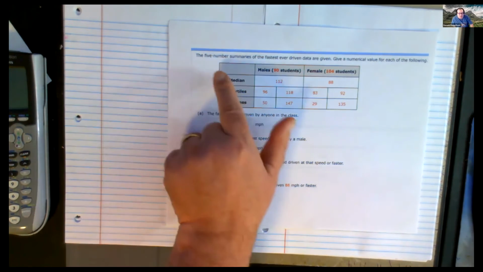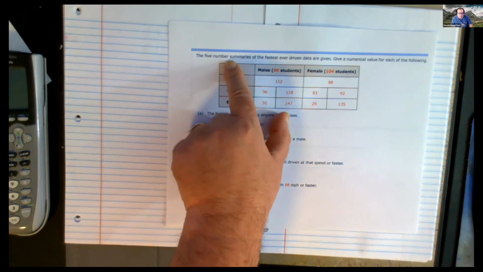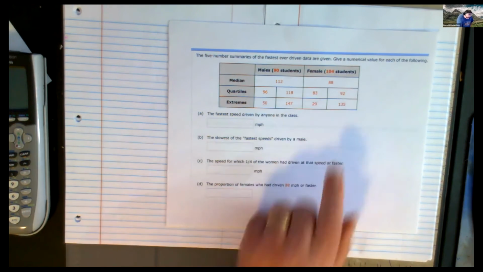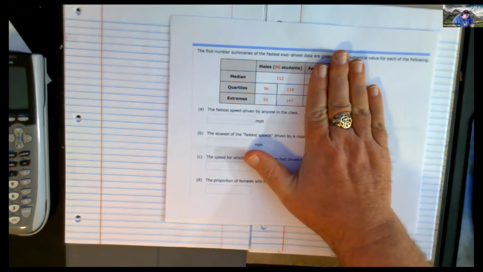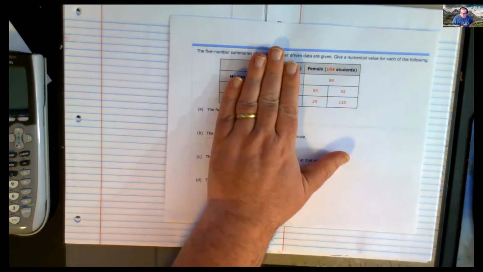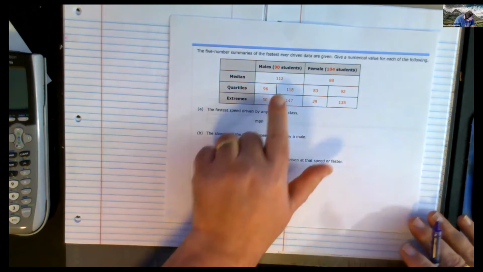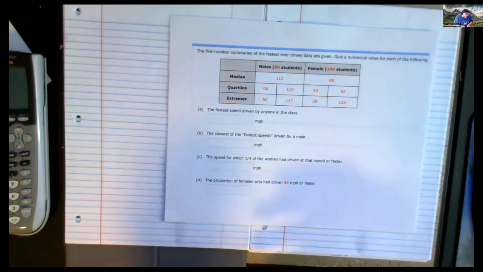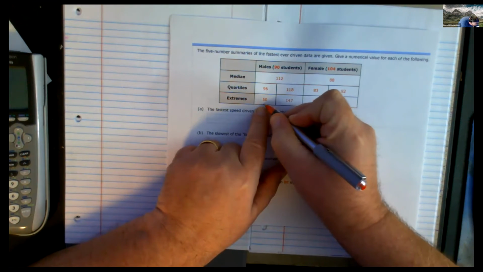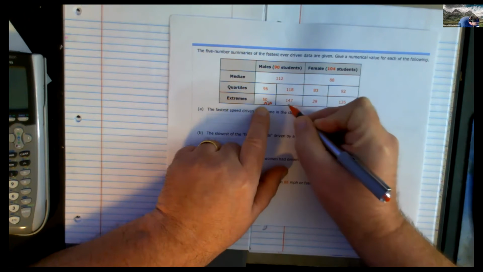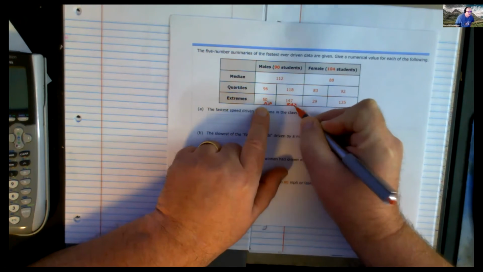So here we have a 5-figure number summary. Remember the 5 figures? And this here is 90 male students, and this one is self-identified female students. And this is the fastest that they've ever driven. Wow. Now, I'm just going to look at the naming of these first. I think I'll use red. What they call the extremes: the little guy is the minimum, and the big guy is the maximum. Does that make sense? That 50, right?